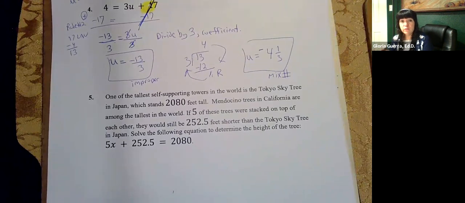Okay, and then 5 is an actual application. You're talking about a tower and some trees. Basically, you're going to substitute and then solve for x on this problem. Go ahead and read that.